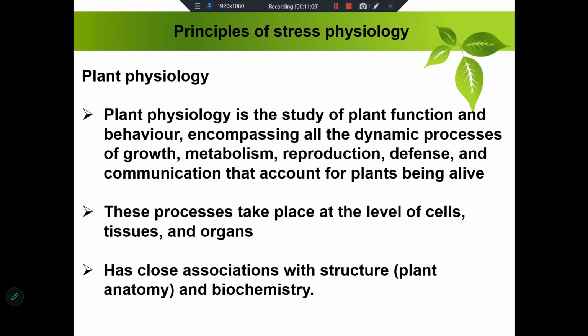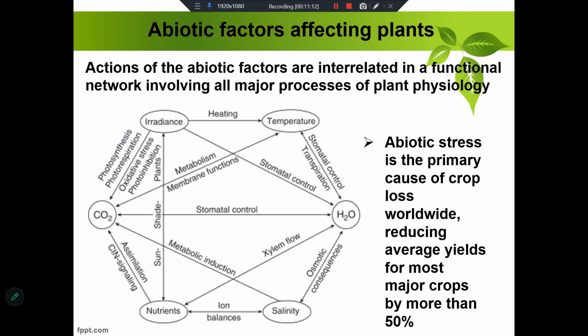Okay. Here you can see some examples of physiological processes like stomatal control, transpiration, and also photosynthesis, photorespiration, and assimilation. It can be nitrogen assimilation or carbon assimilation. If it is carbon assimilation, that is photosynthesis. Nitrogen assimilation means nitrogen fixation. Then xylem flow, ion balancing, or ion uptake. All these are physiological processes.